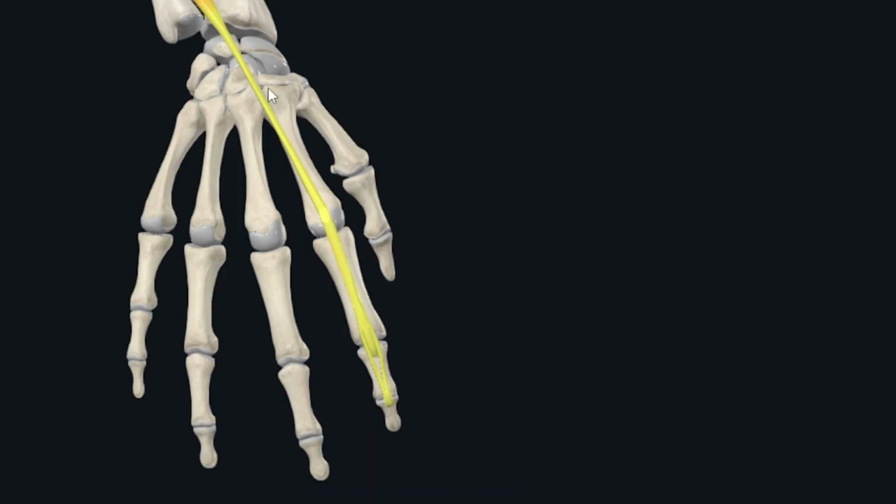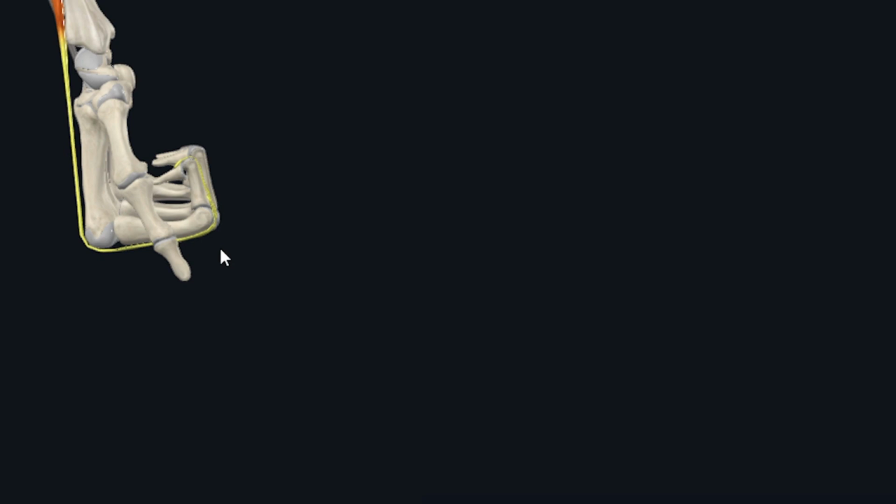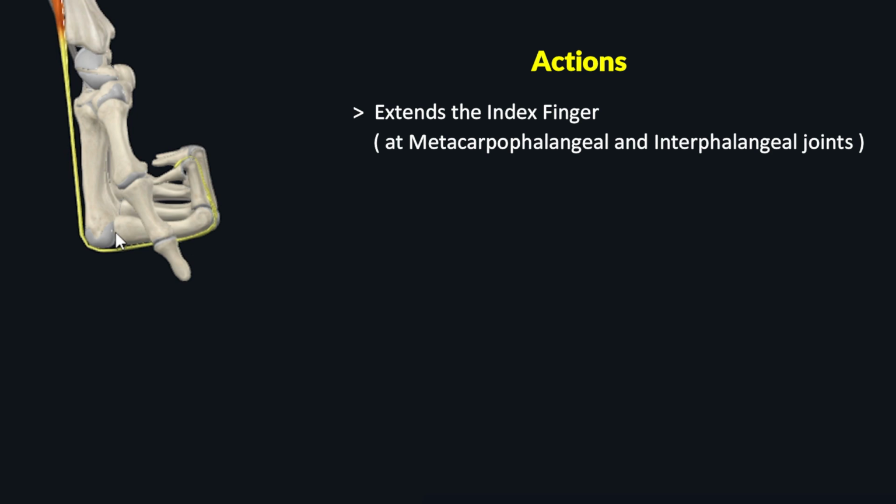And in the hand, this tendon runs inferiorly to insert onto the extensor expansion of the index finger, as you can see. So this muscle has got a simple action, which is the extension of the index finger at the metacarpophalangeal and interphalangeal joints of the index finger.